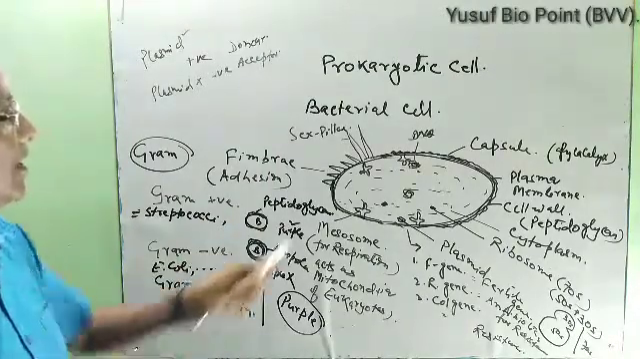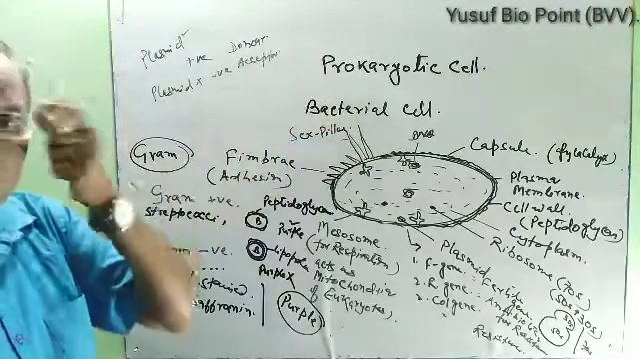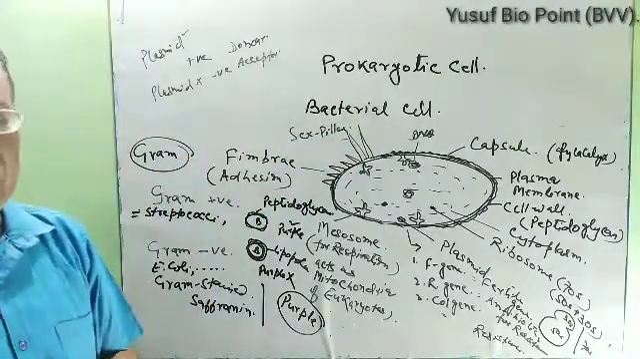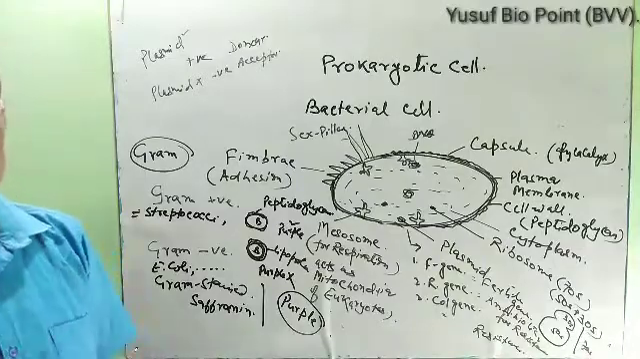So these are some features of the bacterial cell, which is the example of prokaryotic cells. In the next video, we shall discuss the eukaryotic cells.